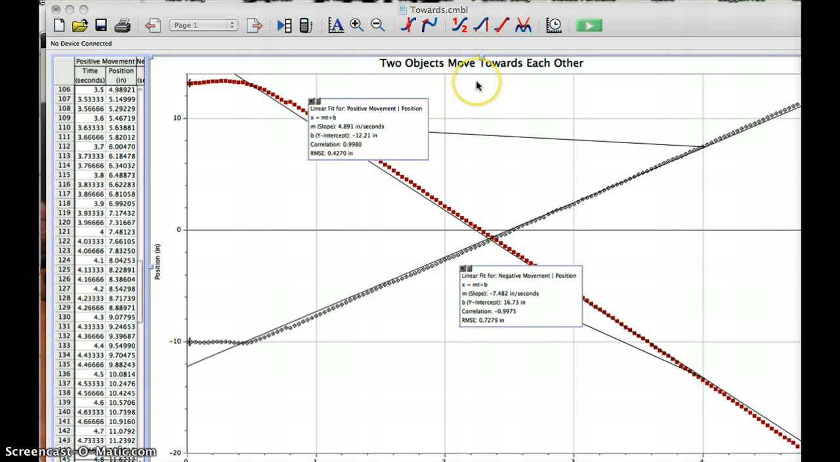And yeah, since the objects are moving towards each other, they would form this X, because eventually when they move towards each other and meet at this point here, they will pass each other and keep going. So, yeah.